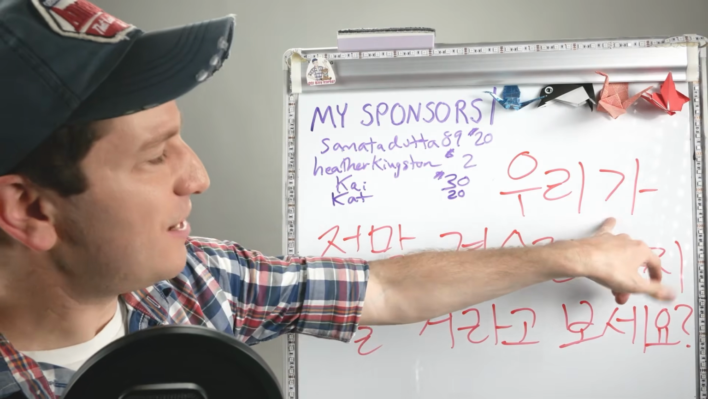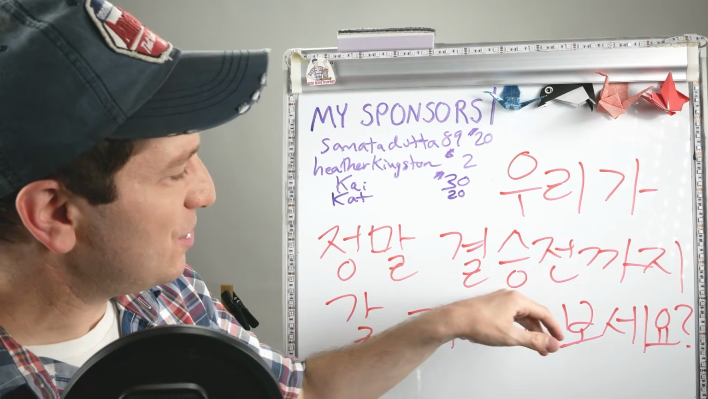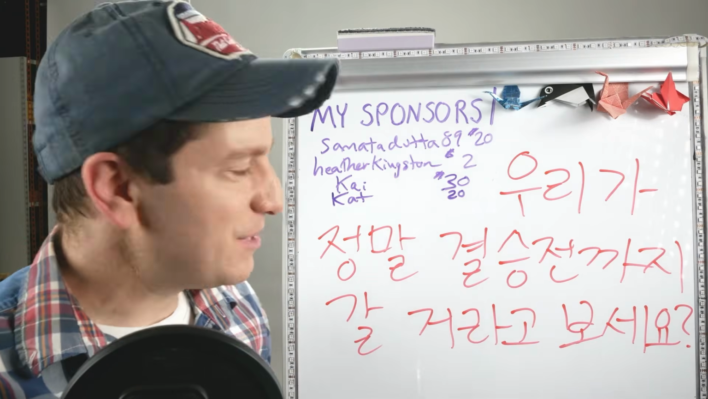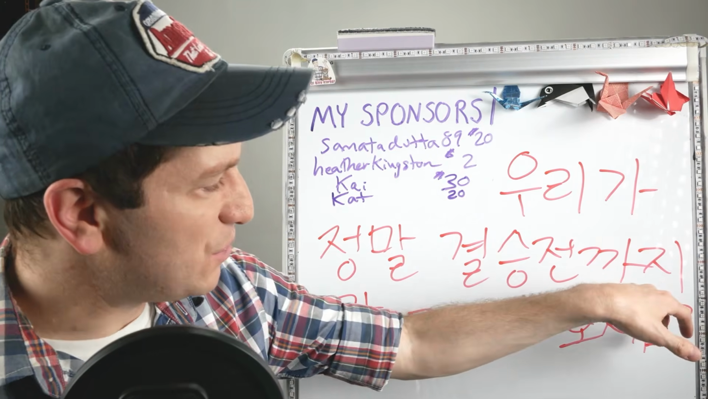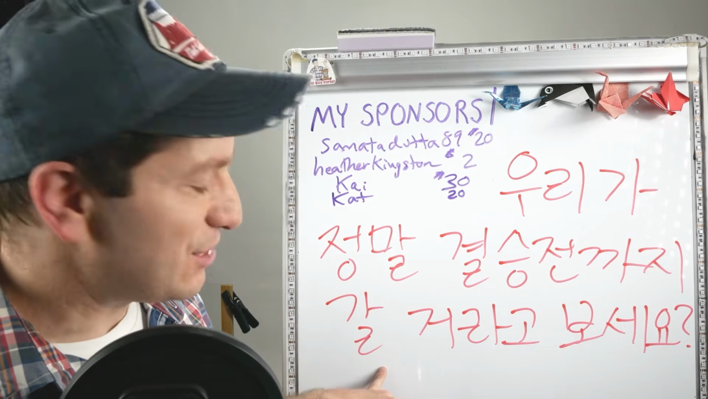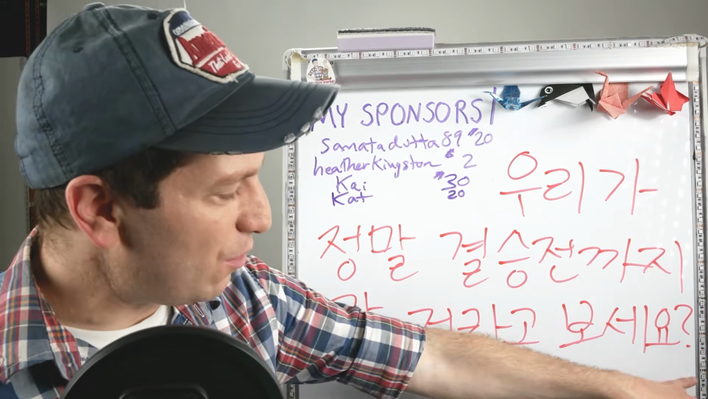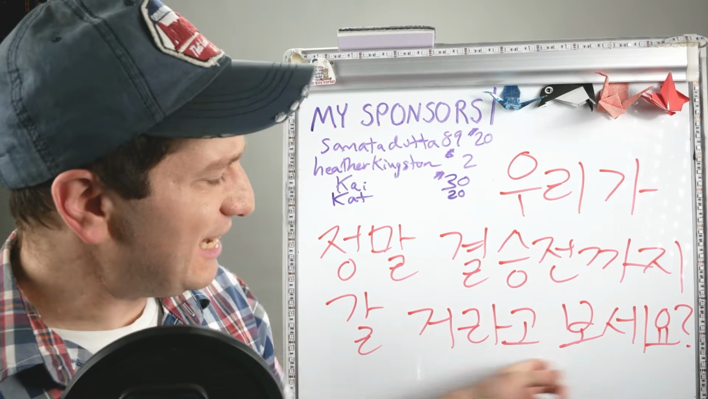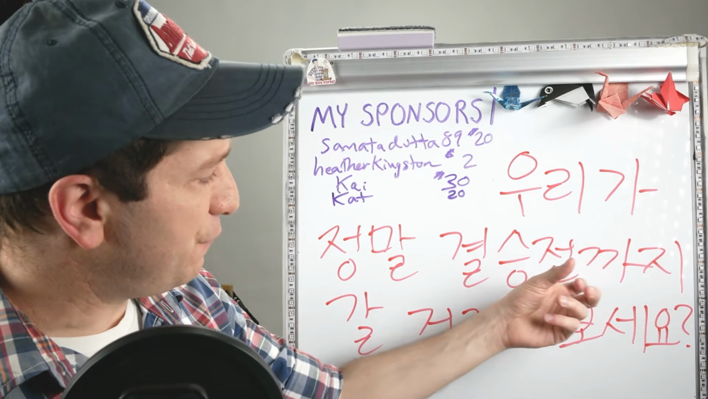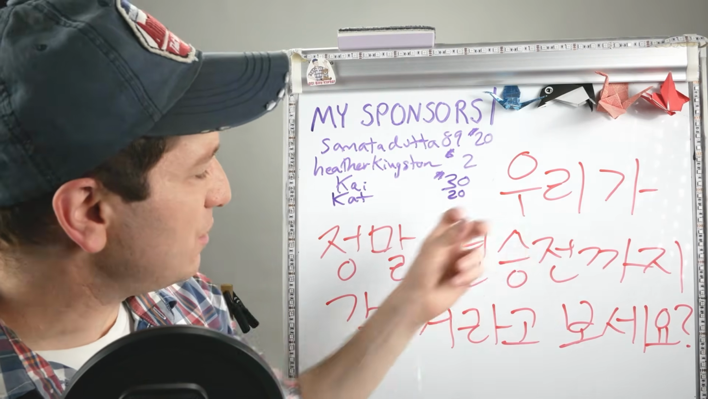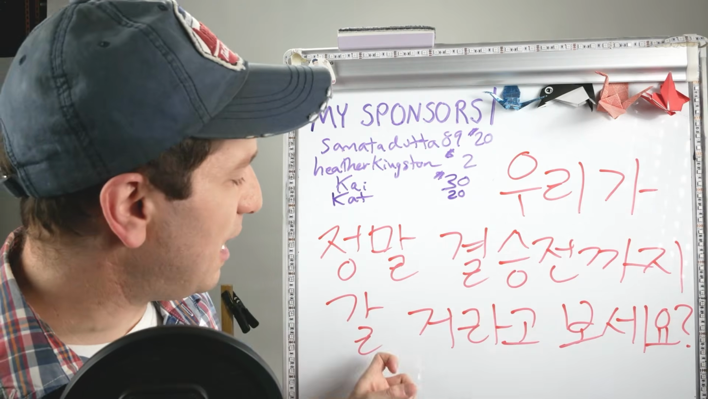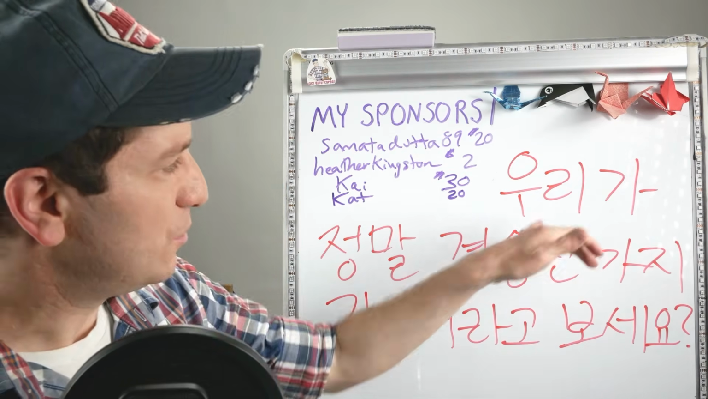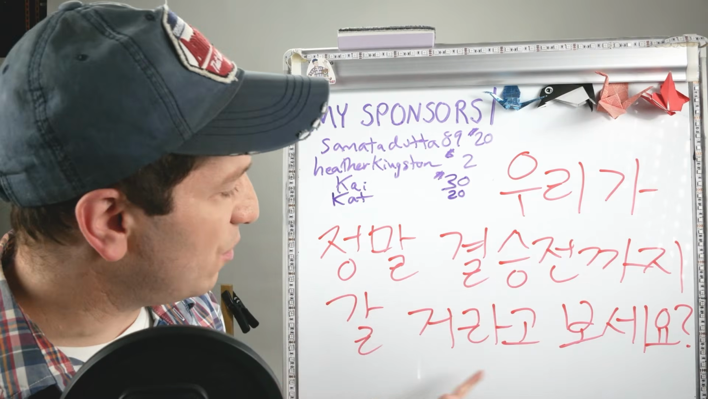우리가, so we, us, 정말, really, 결승전. 결승전 is the, like the finals of a competition. 결승전까지, up to the finals. 가다, to go. 갈 거라고 보세요? So this case, it's a question. 보세요? Honorific. Do you see it as we will go up to the finals? Really? 우리가 정말 결승전까지 갈 거라고 보세요? So do you really think we'll make it to the finals?